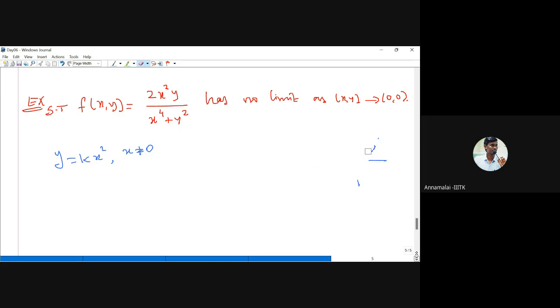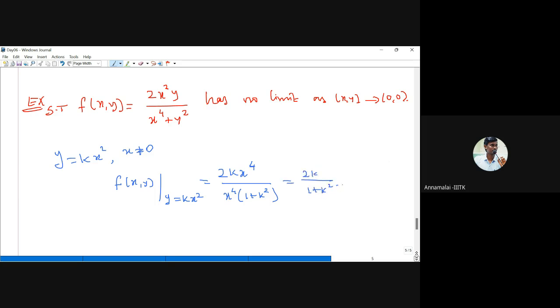So along this path, definitely x comma y approaches 0 comma 0. If x approaches 0, then automatically y approaches 0. So what is the limit? You directly substitute. What is f of x comma y along the path y equal to kx square? You have to substitute y equal to kx square. So we get 2k x power 4 in the numerator. The denominator is y square, therefore k square x power 4, and then you can take x power 4 outside. We get 1 plus k square.